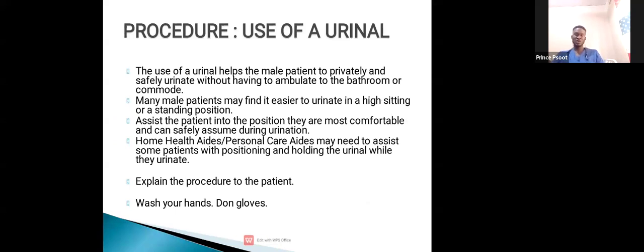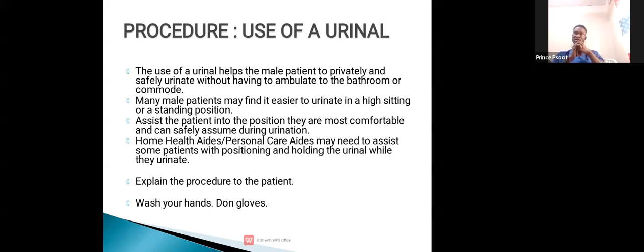So how do we make use of a urinal? We know that a urinal is usually used for males and may only take urine, while a bedpan can be used for both urine and feces, but mostly in female patients. So the use of a urinal helps the male patient to quietly and safely urinate without having to ambulate to the bathroom or commode.